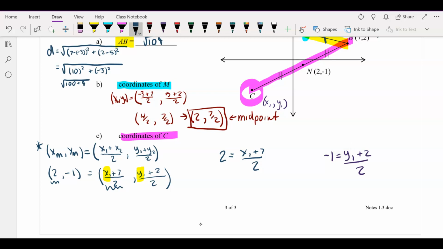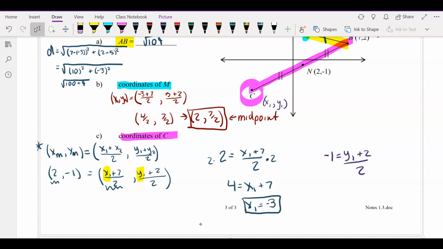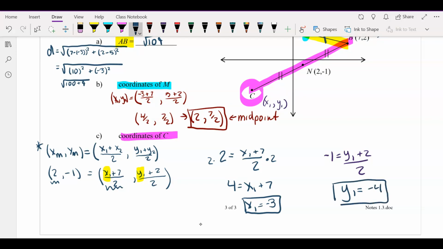Once we do the math, I'm going to multiply by 2, and we'll get 4 equals x sub 1 plus 7, and then we will get x sub 1 equals -3. You'll follow that same procedure for the next problem, and we will get y sub 1 equals -4. Then that means we're going to have this x1 and y1. We can say that our point C is going to be (-3, -4).